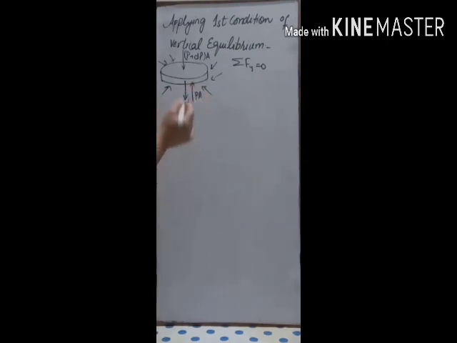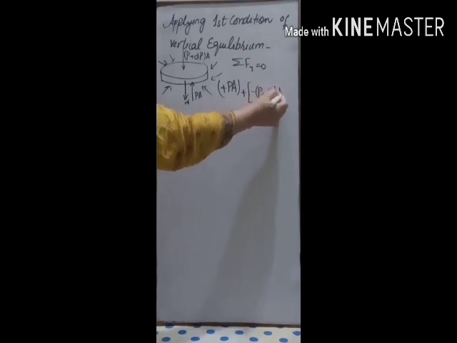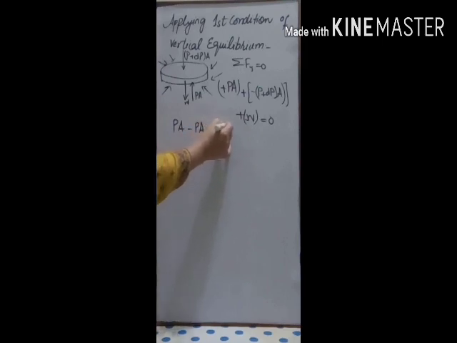Now adding all the forces, we have the upward force, that is plus Pa into A, minus (P plus dP) into A, plus the weight acting downward, minus W, is equal to 0. Now solving this equation to balance it, PA minus PA minus A dP minus W is equal to 0.